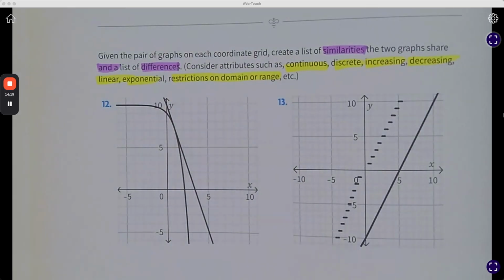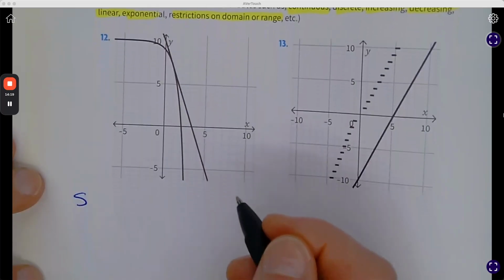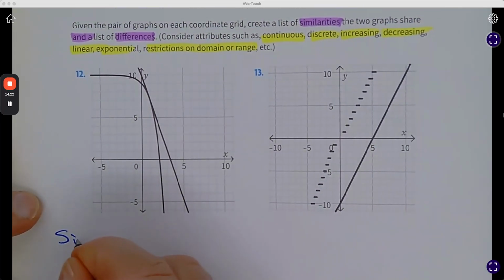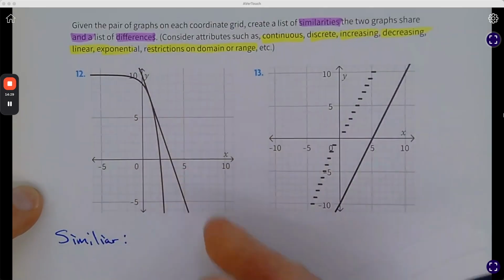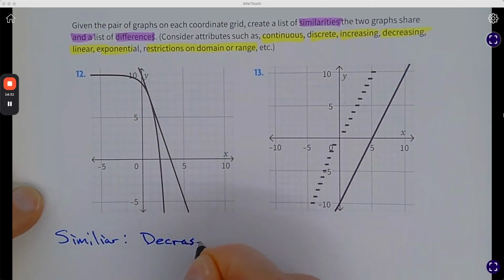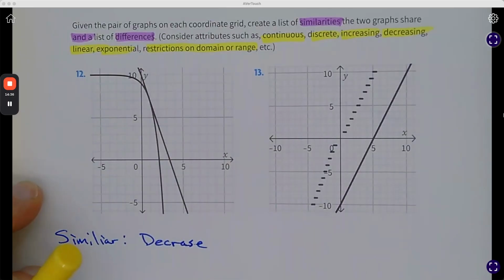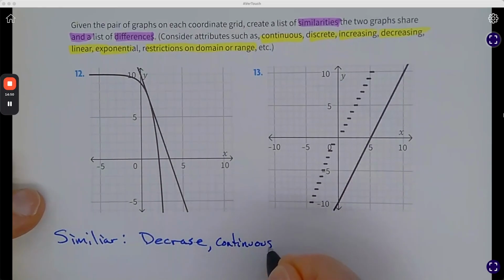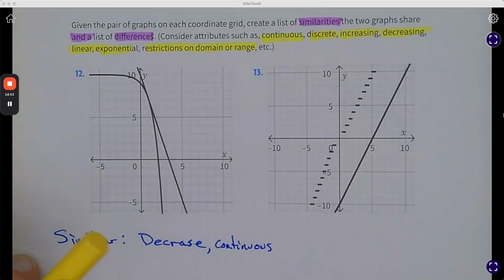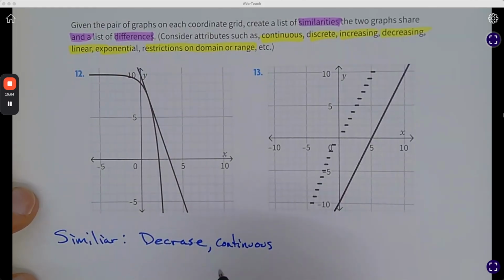So number 12, similarities. All right, so I'm going to go here. I'm going to go similar. Okay, so what's similar? Well, they both decrease because they're going down. So decrease. And they're both continuous. And they have the same domain, all real numbers, right?